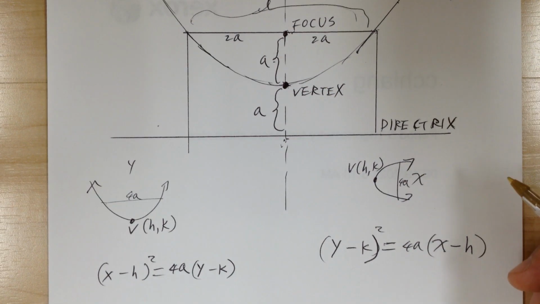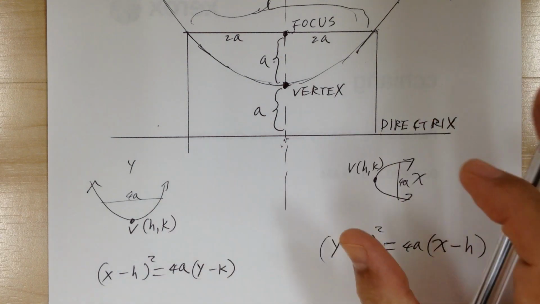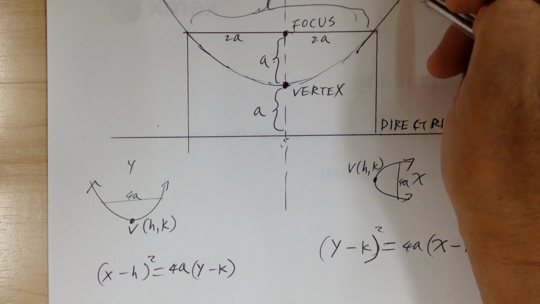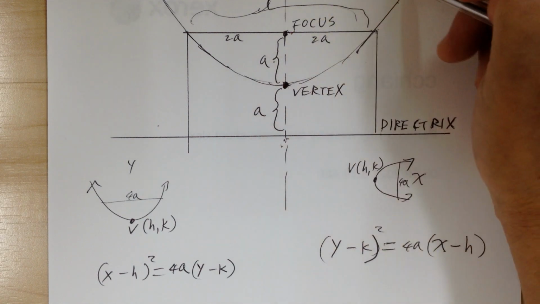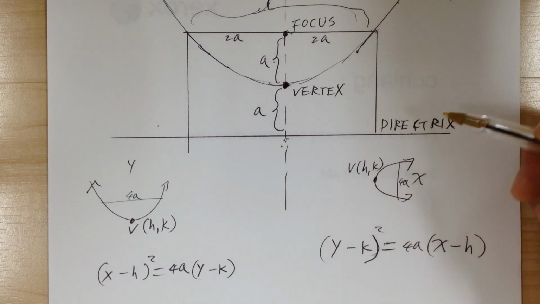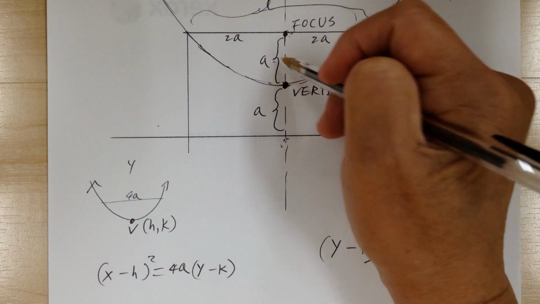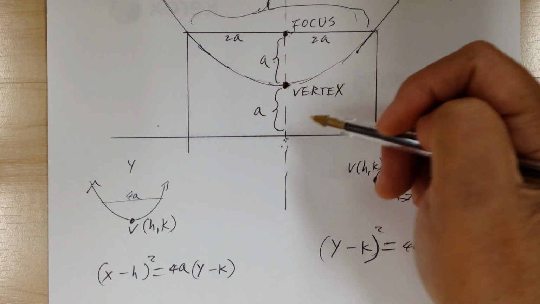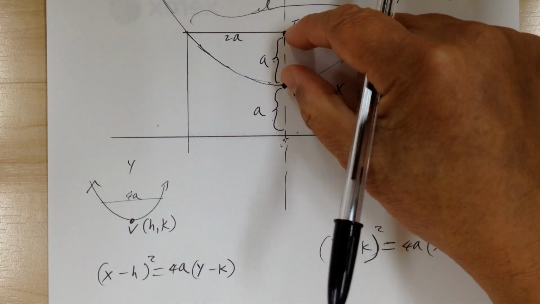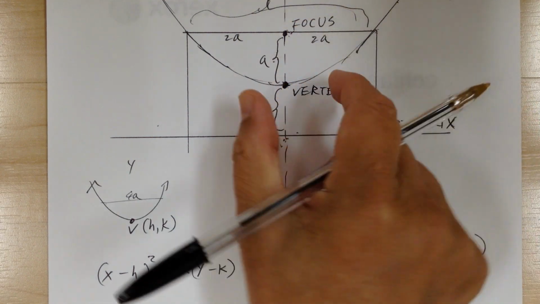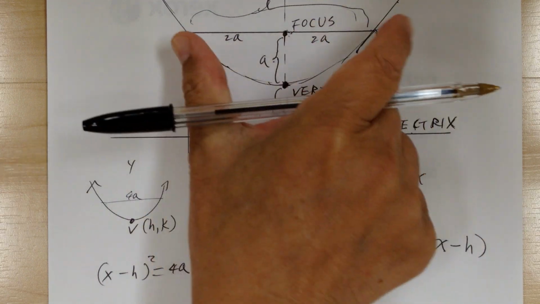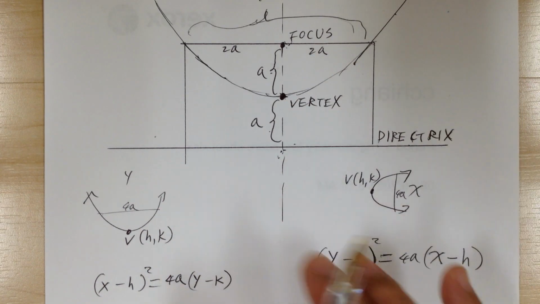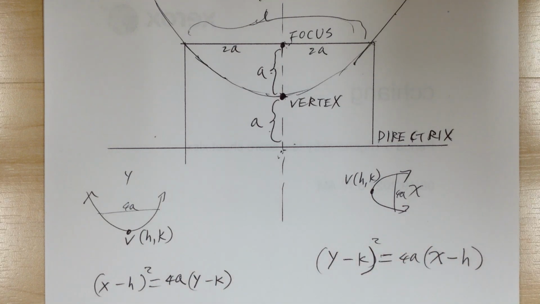Okay. So again, let's sum up. The definition of a parabola is all the points on the graph are equal distance to the focus and to the directrix. And the distance between the vertex and the focus is called A, and the distance between the vertex and the directrix is also A. So this is A, this is A, and over here this is 2A, 2A, giving you a total of 4A. These are the basic information you need to be familiar with the parabola.